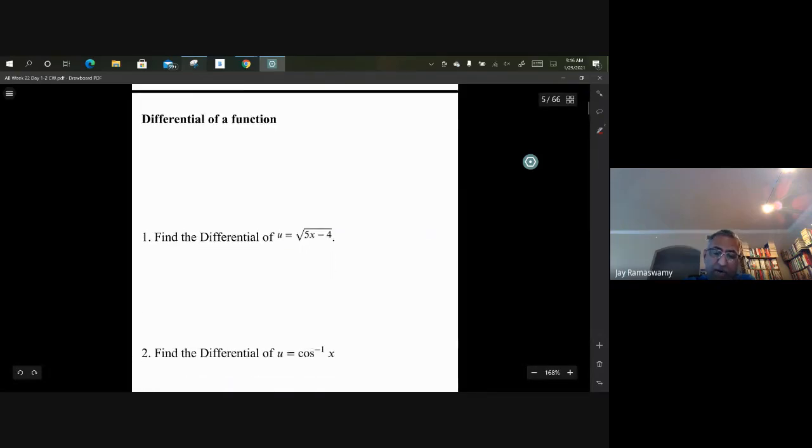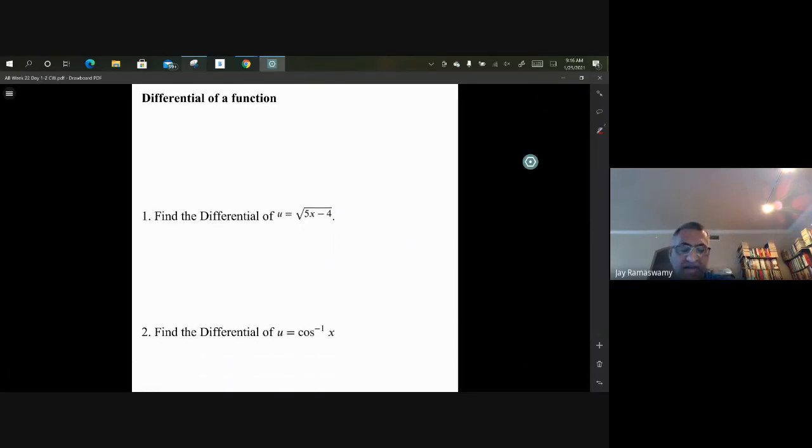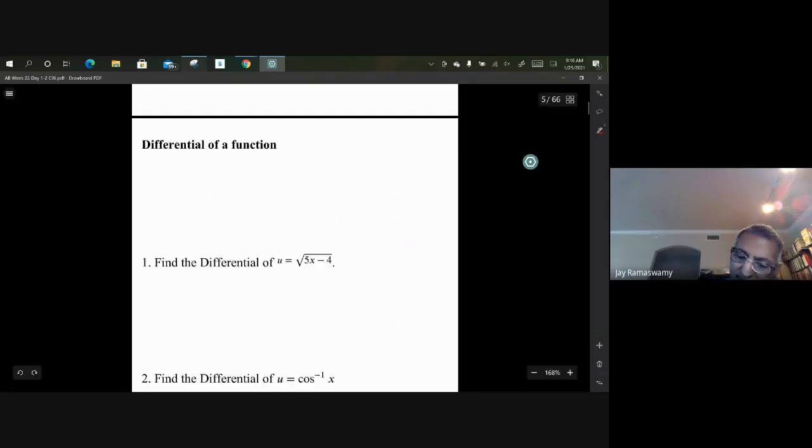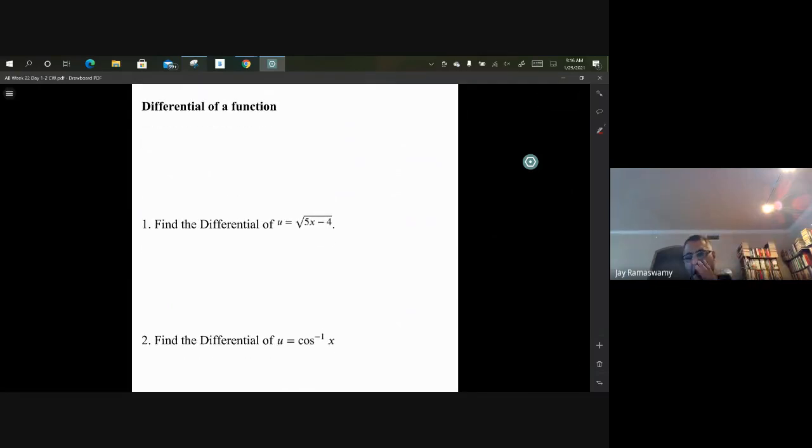But otherwise, we're going to move to the new lesson. This is the most important lesson. It's called differential of a function. Write that down, please. We're on page 5. Now, this is the bulk of today's lesson. So pretty much all of today we'll be doing this.